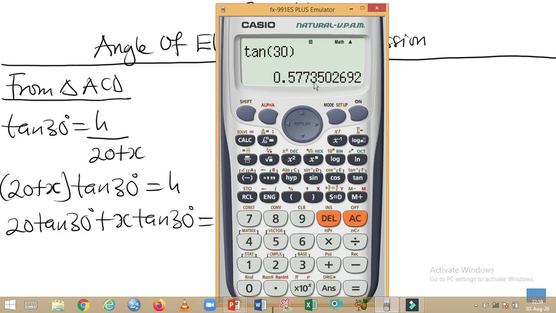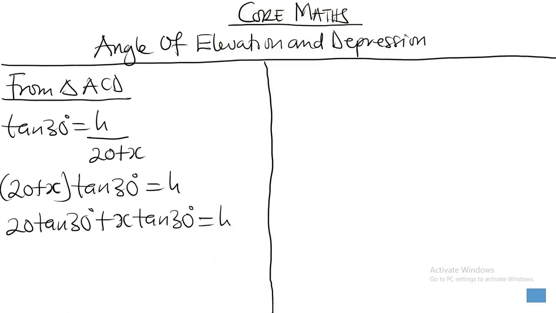So we are having 0.5774, but we have to multiply it by 20. So let's multiply it by 20. So times 20. Good. So we press this button. Good. So we are getting 11.5470. So let's write it down. 11.5470.